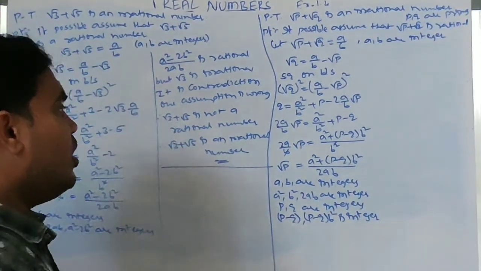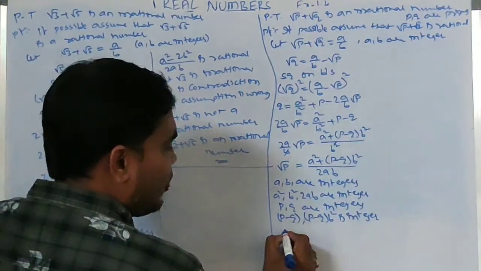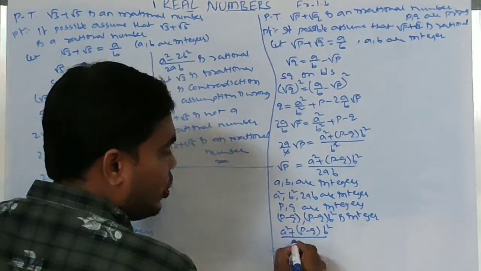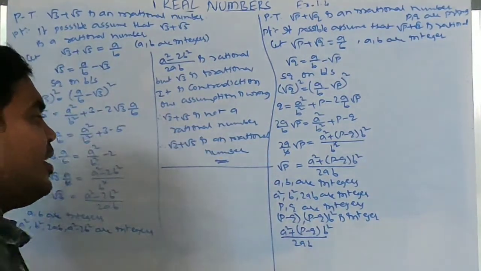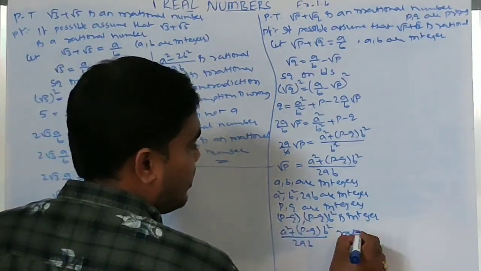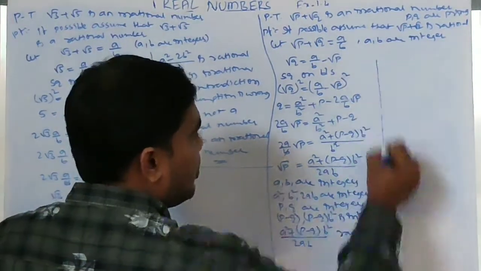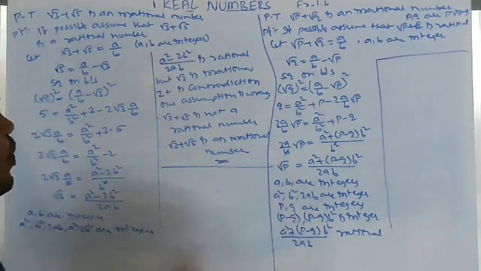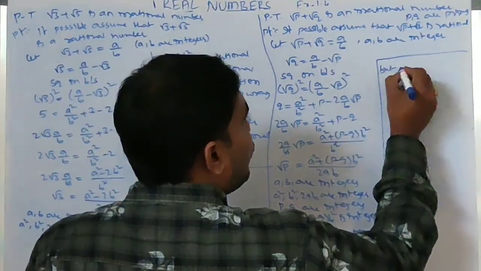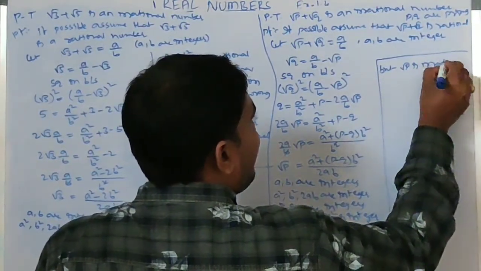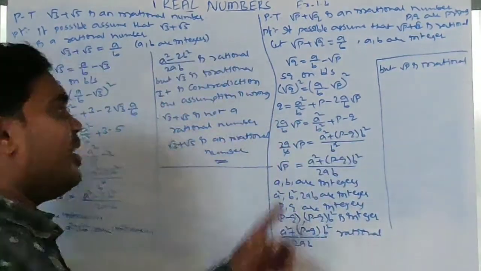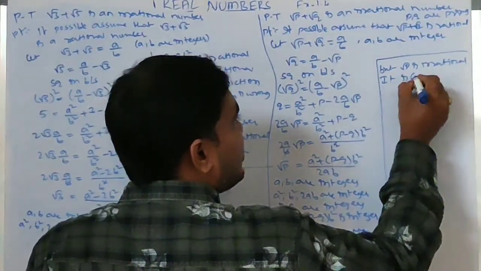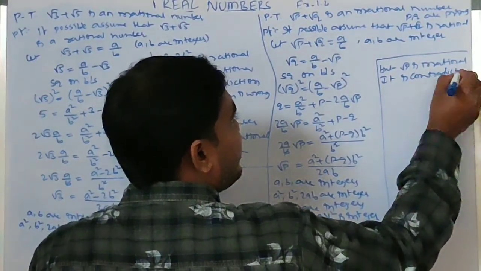So this numerator, a square plus p minus q of b square, by 2ab: numerator integer, denominator integer, so it is a rational number. So it is a rational number, but this is equal to root p, and root p is irrational. One rational number and one irrational number are not equal, so therefore it is a contradiction.